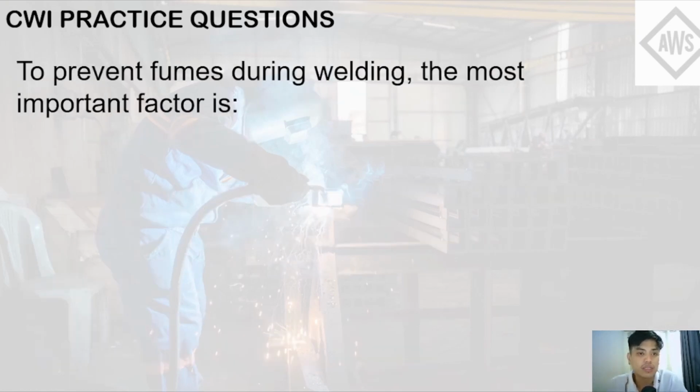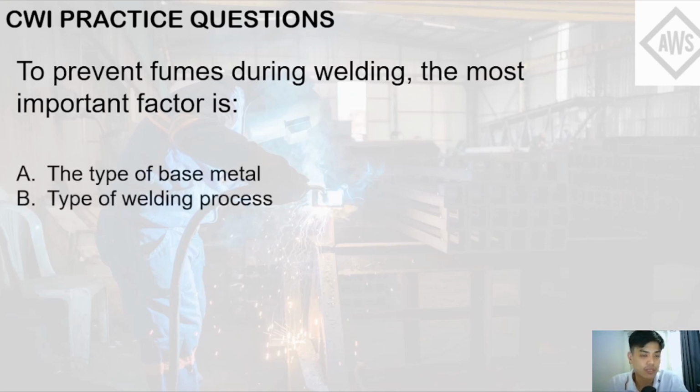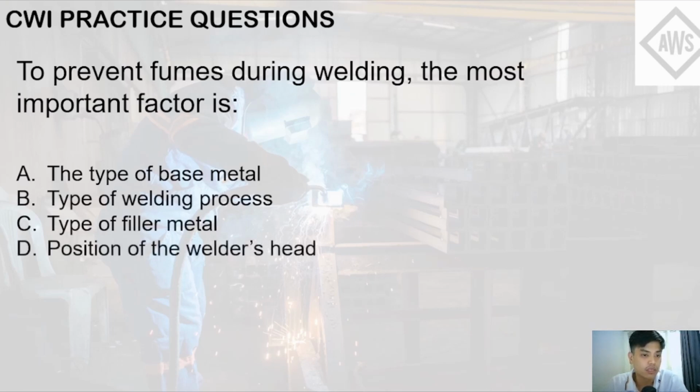So the last question for this set is, to prevent fumes during welding, the most important factor is: A, the type of base metal, B, the type of welding process, C, the type of filler metal, D, the position of the welder's head. So to prevent fumes during welding, what will be the most important factor? Meaning the most important factor is the one that you can control. So letter A, the type of base metal. Basically, different base metals have different production of fumes.